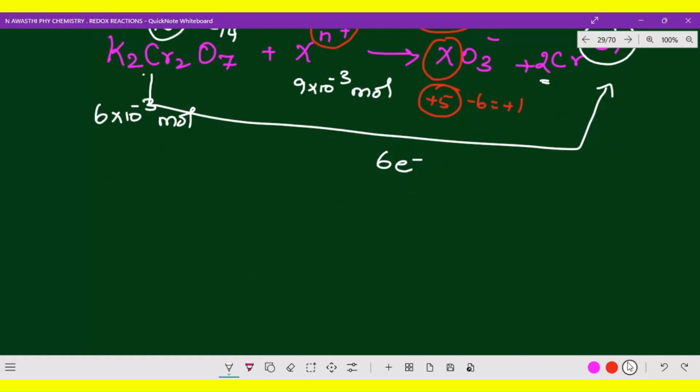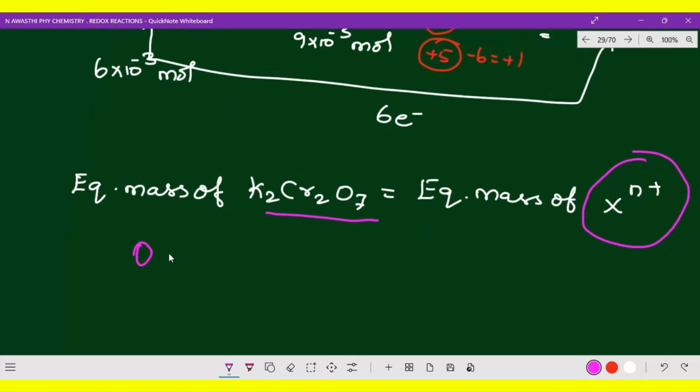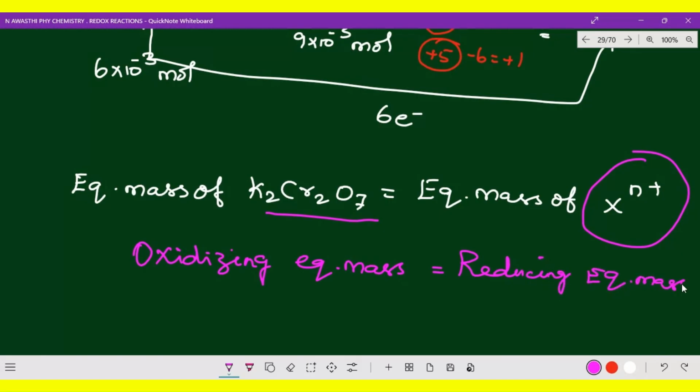So the equivalent mass of K2Cr2O7 equals the equivalent mass of X to the power n plus. This will be easy because oxidation and reduction both have to be equal. So that is what I mentioned here: the oxidizing equivalent mass equals the reducing equivalent mass. These are all concept ideas so that we can bring this point to a conclusion.